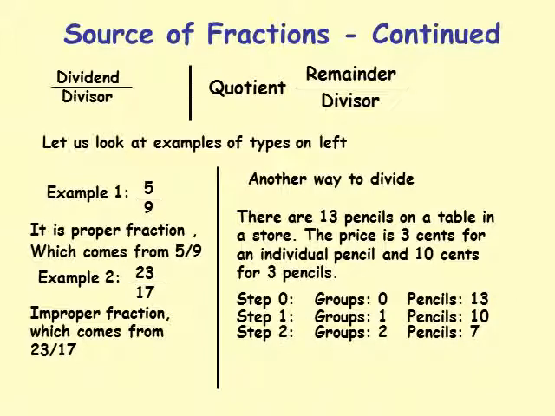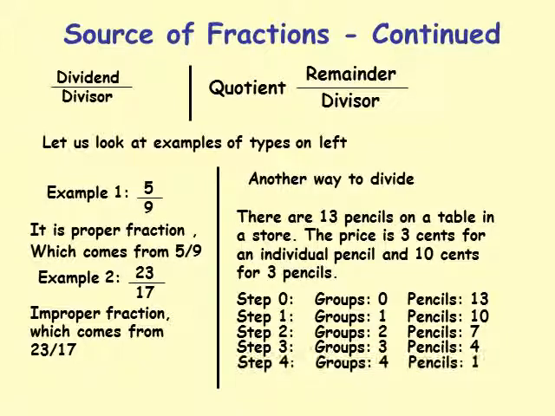Let's continue. Now step 2, you take another 3 pencils away from these 10 pencils. Now we get 7, and we got one more group. Step 3, you take another group of 3 pencils from the pile of 7, and we're leaving 4 here, and we got one more group. So we now have 3 groups. And step 4, we take away 3 more pencils from the 4 to make 4 groups, and only 1 pencil is left over.